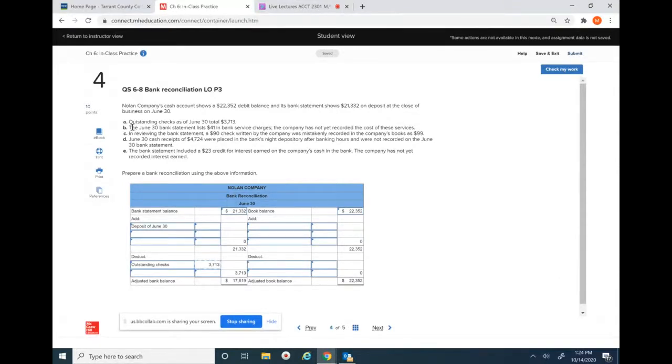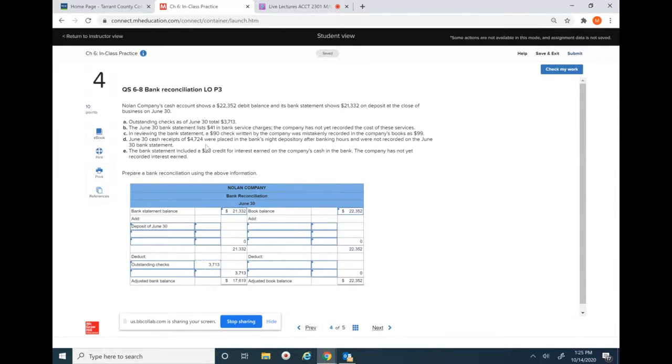The second item is a service charge, so I know this is not affecting the bank side of the reconciliation. Third item is an error, but this error is something that most likely I need to account for on the book side, because the company's books are incorrect. The company's accountants have made the error.